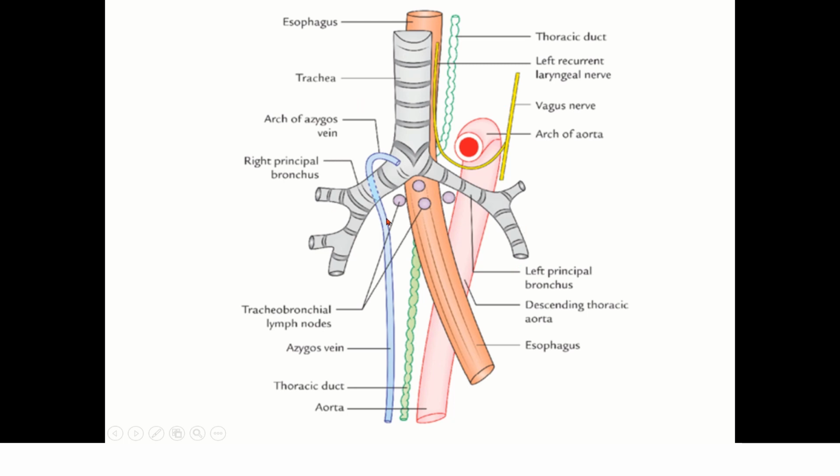You can see here, this is the descending thoracic aorta. This will be the esophagus. This will be the thoracic duct. This will be the azygos vein.